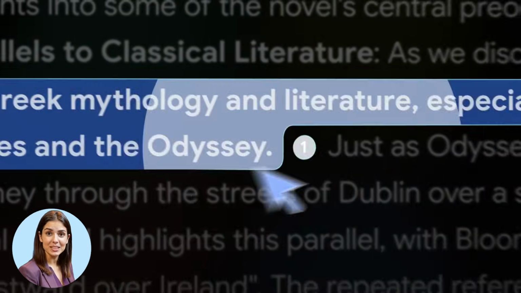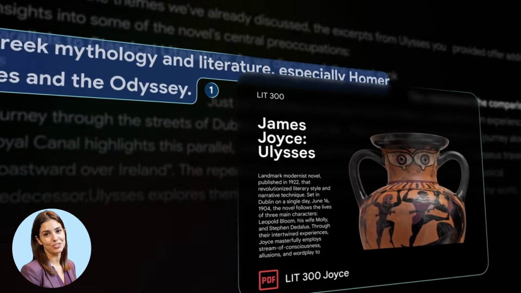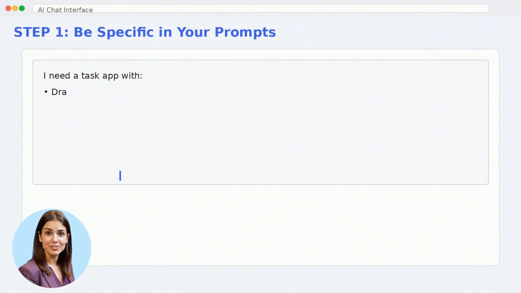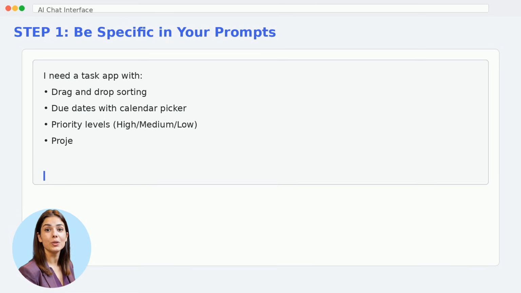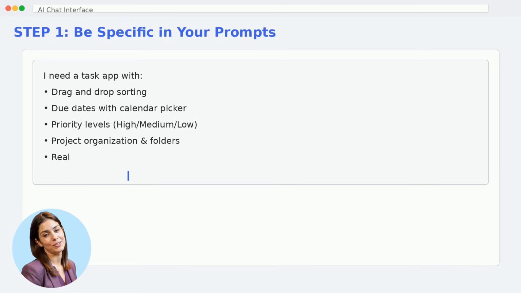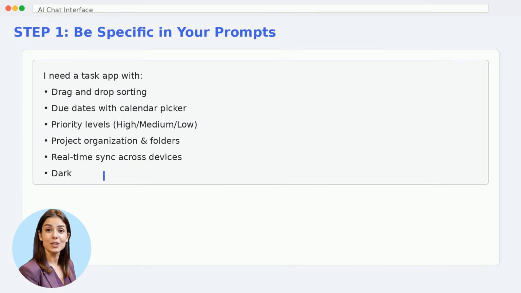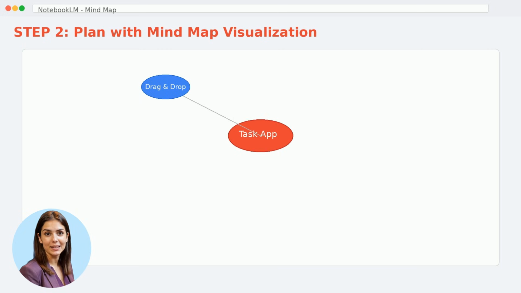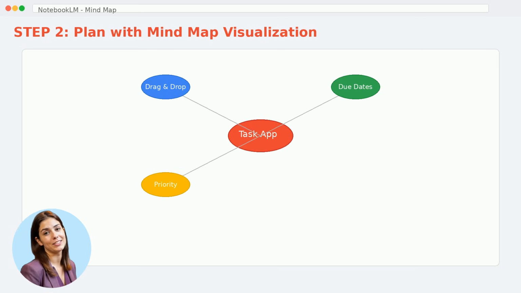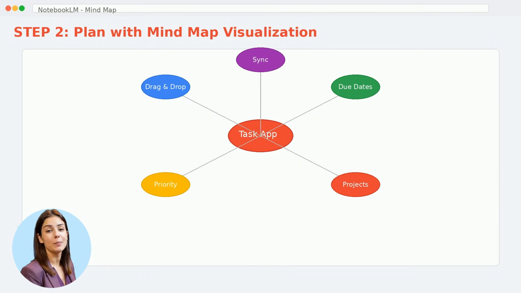Now let me give you some tips that will save you hours. First, be very specific in your prompts. Don't just say, build me a task app. Say, I need a task app with drag and drop sorting, due dates, priority levels, and project organization. Give examples, show screenshots. Second, use NotebookLM's mind map feature when planning. It creates a visual representation of all the features and how they connect. Make sure you're not missing anything important.